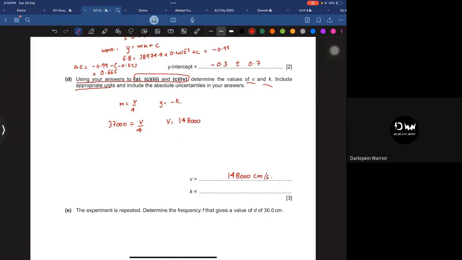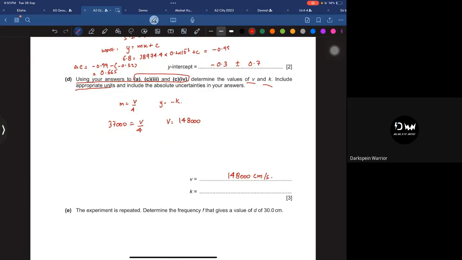Considering that they said include appropriate units and not SI base units, will we lose a mark if we write in hertz? Yeah, you can do that.